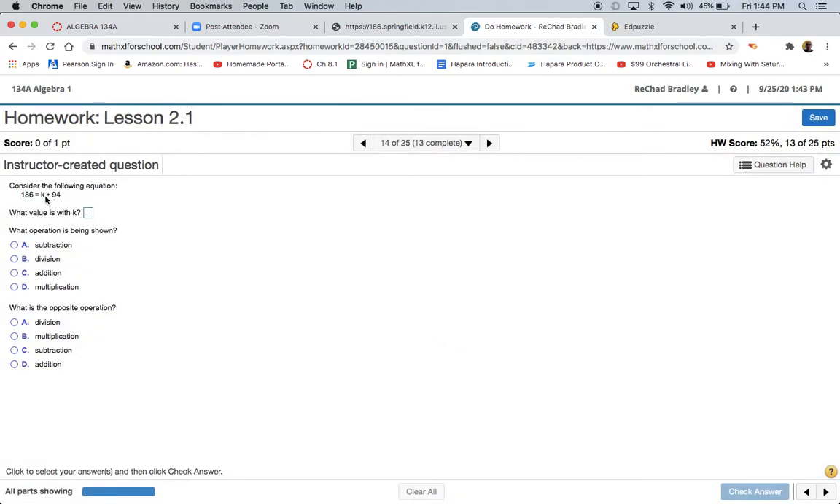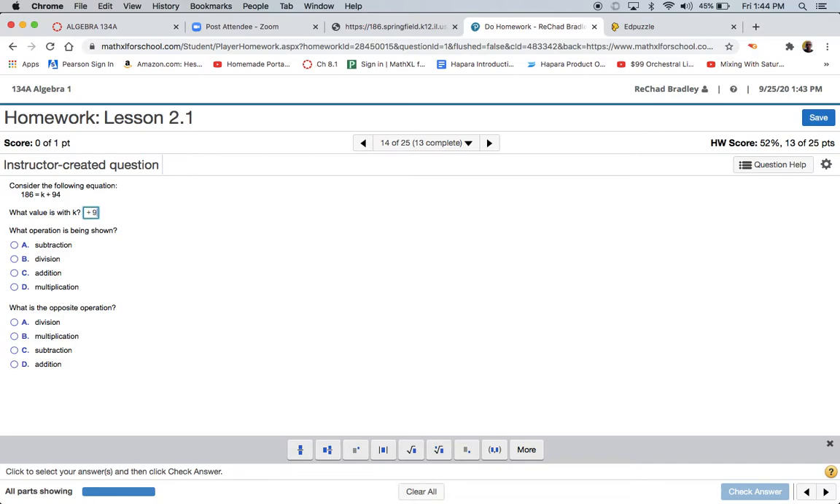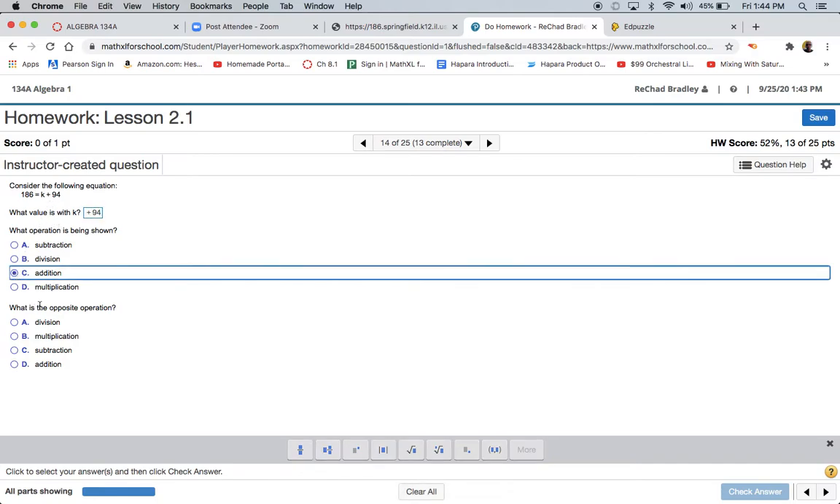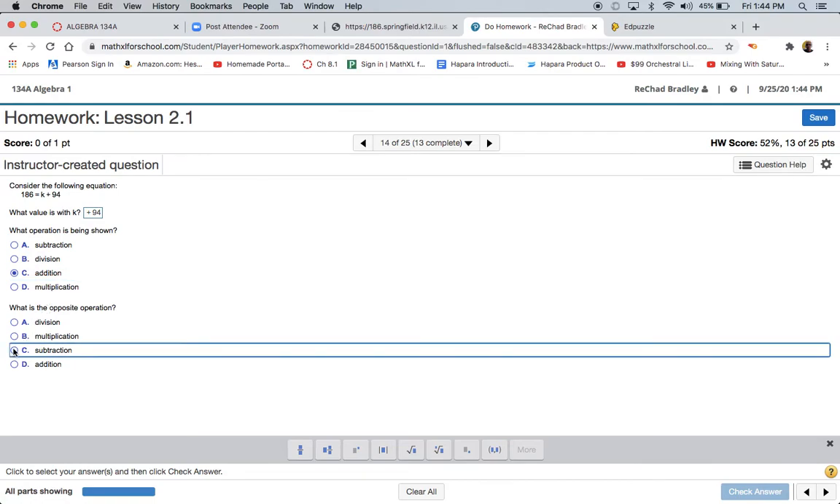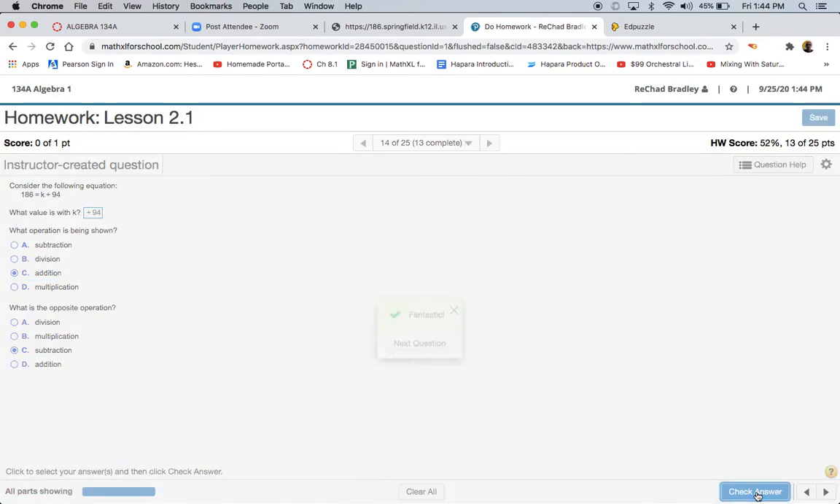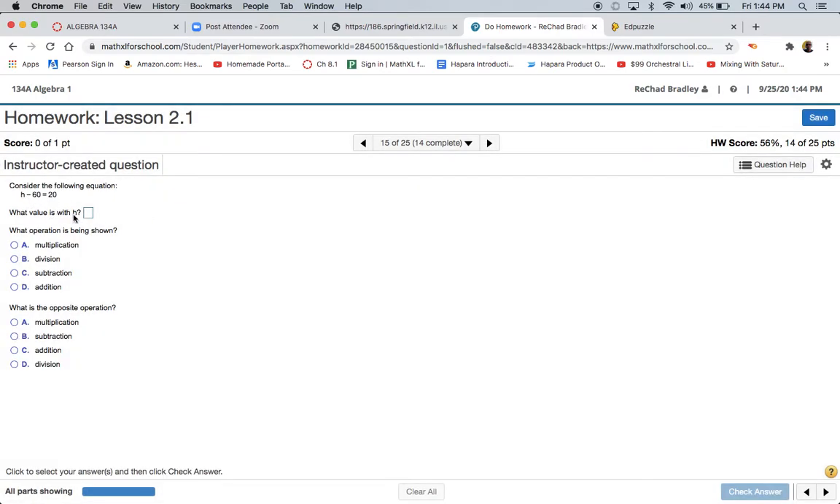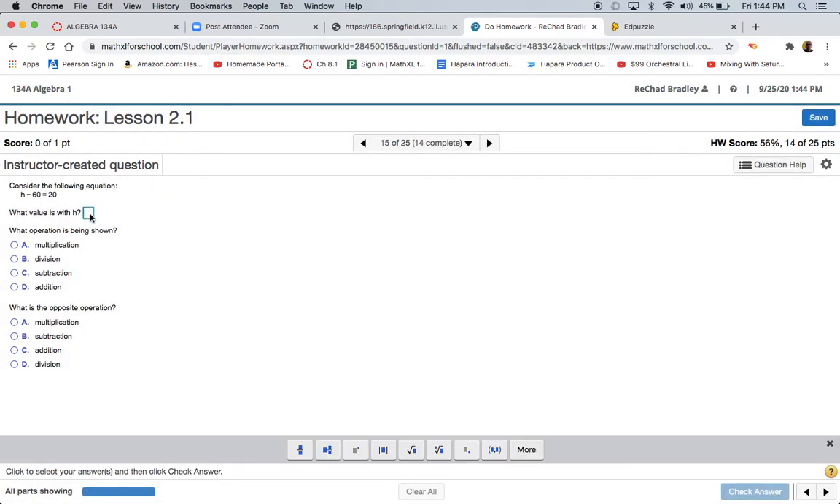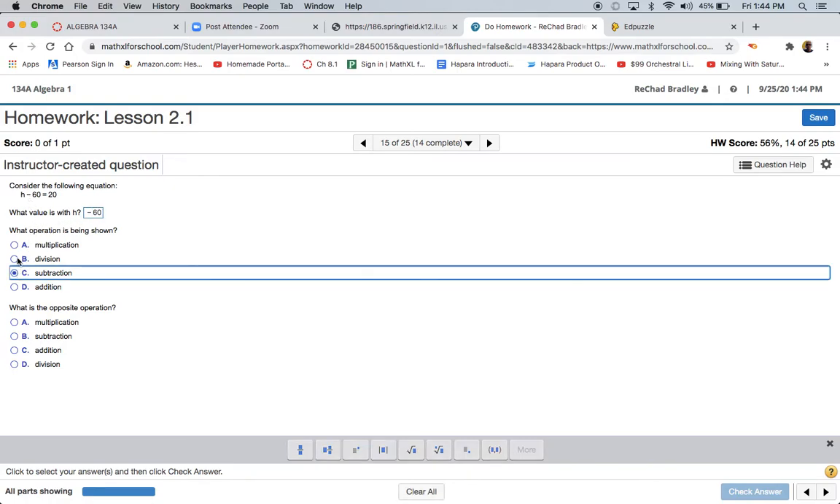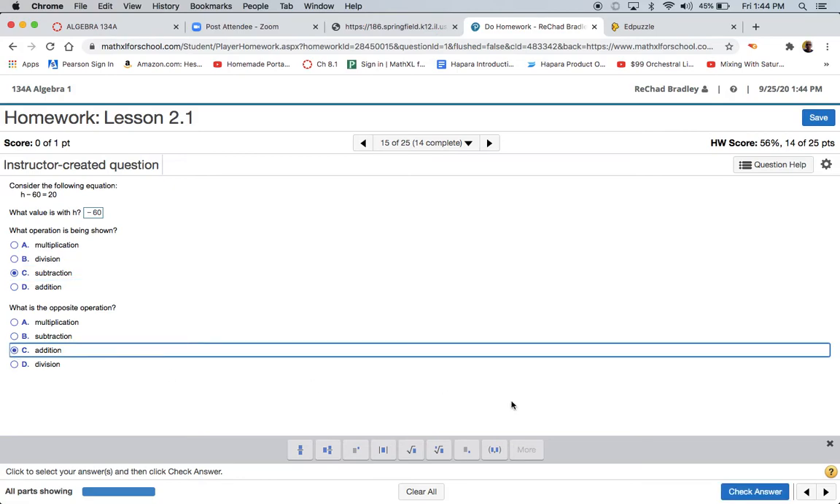What value is with k? A positive 94. This is showing me addition, and the opposite of addition is subtraction. The value with h here is negative 60. Remember, you have to put the negative on there. This is subtraction, and the opposite of subtraction is addition.